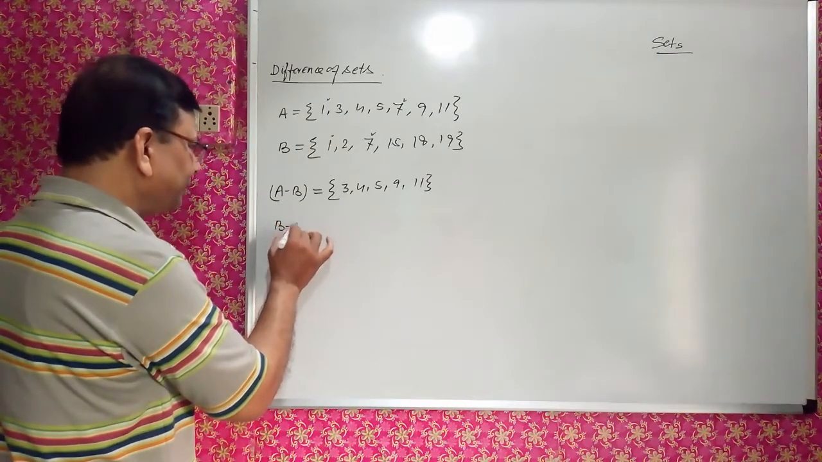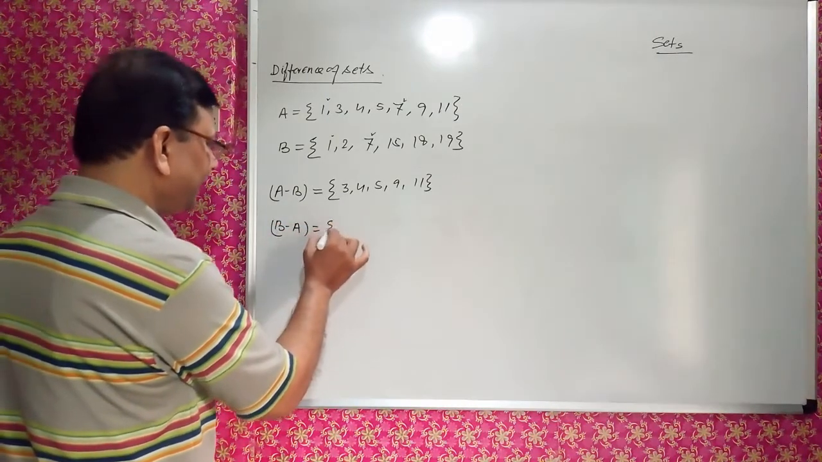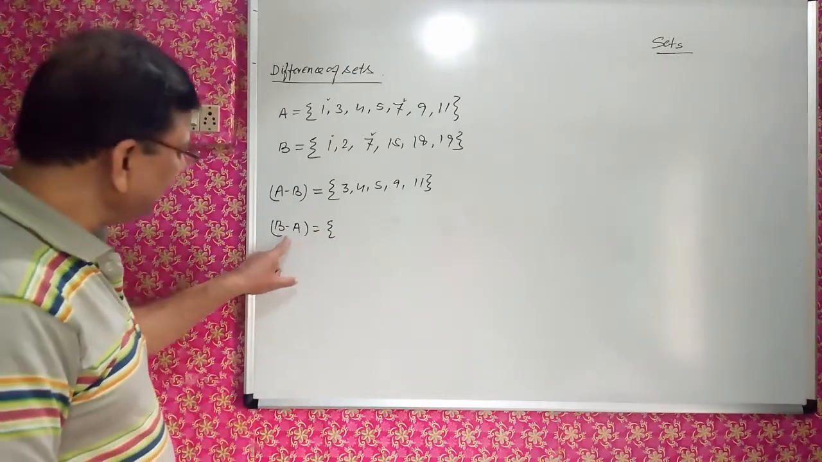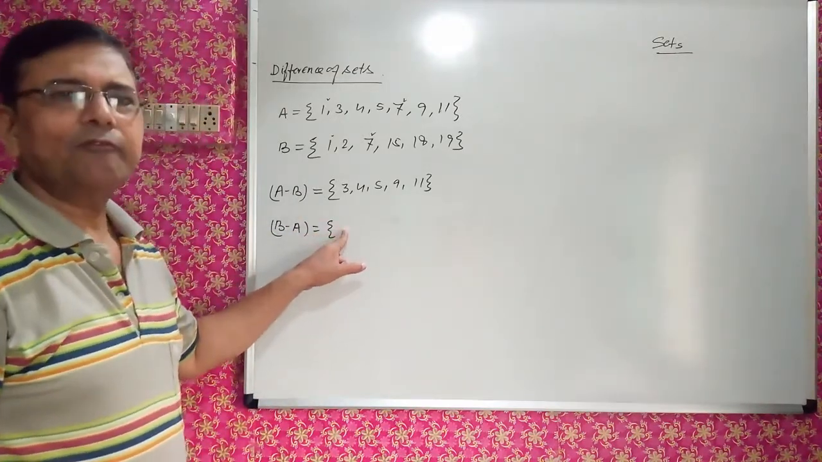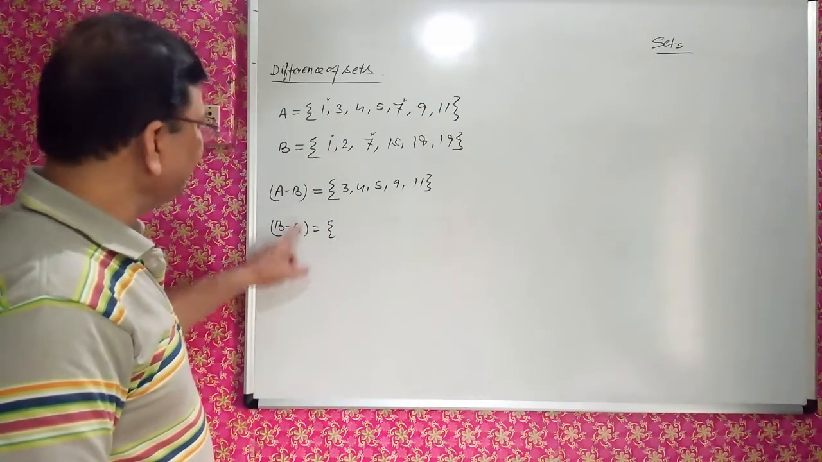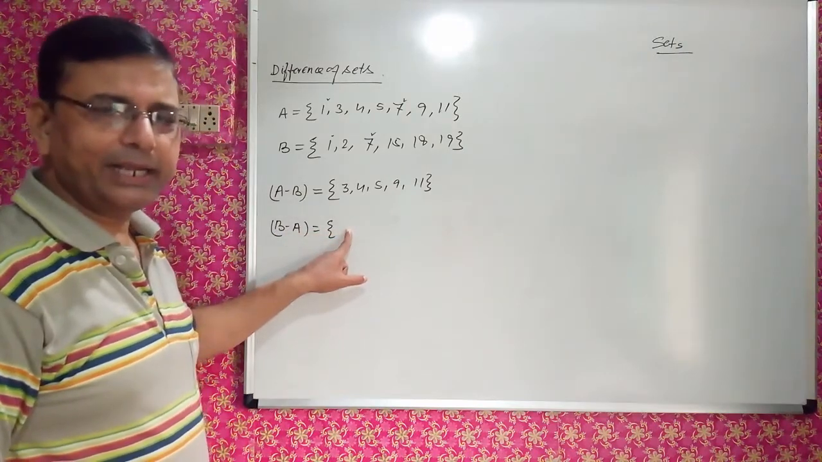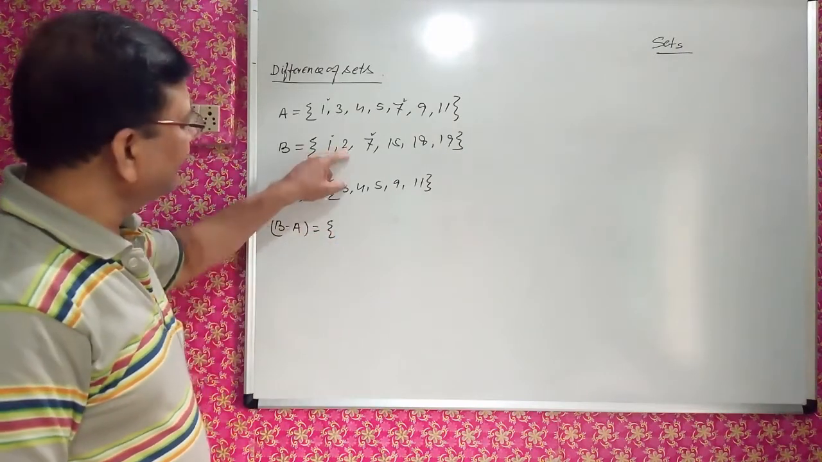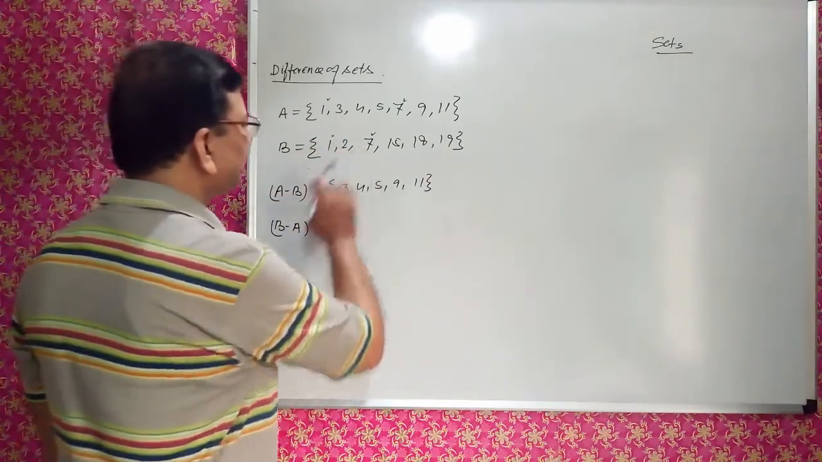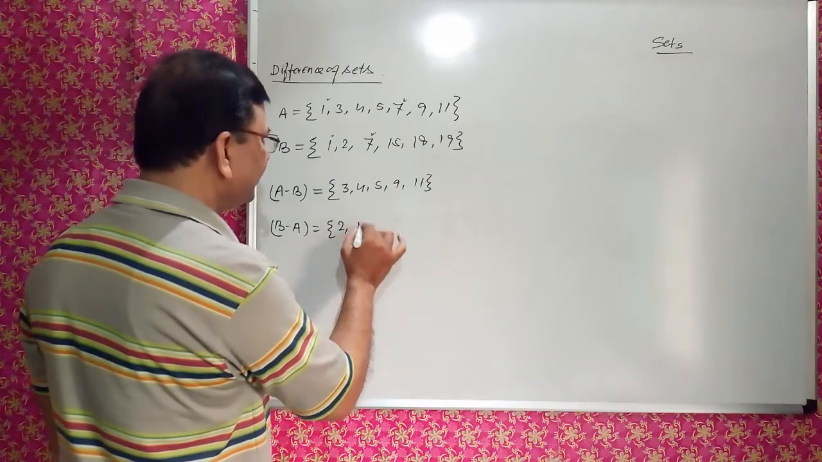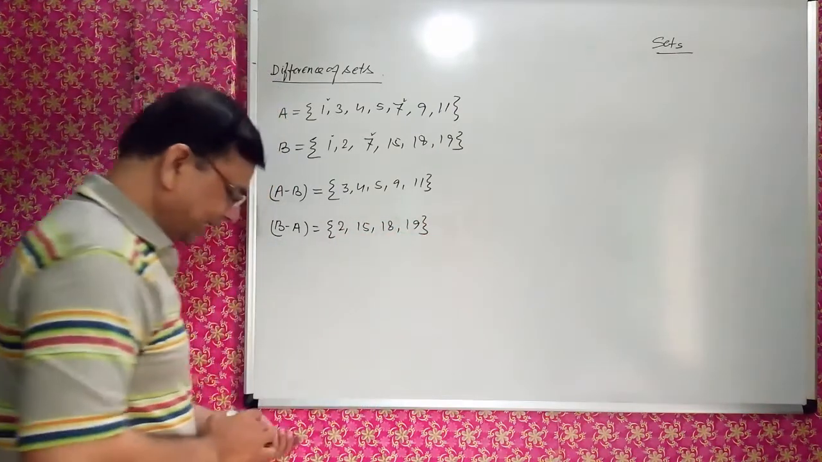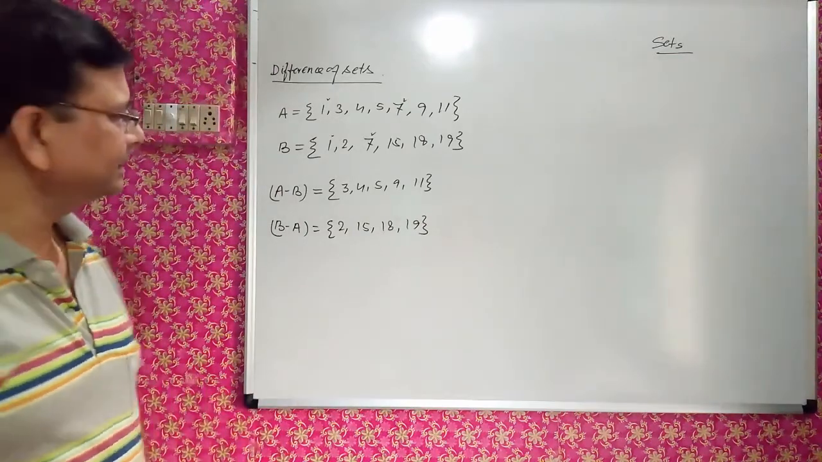Similarly, if you find B minus A, naturally, as I have made the definition of A minus B, in the same way, those elements of B will be there which are not there in A. So those elements of B will be written over here, right, which is not common with A and B. So common element is 1 and 7, so it will be 2, 15, 18 and 19. Is it clear, the difference between two sets?